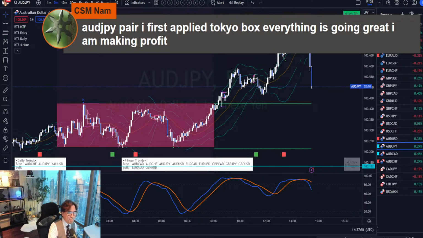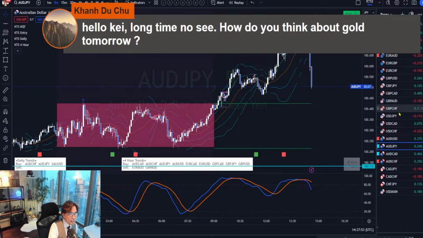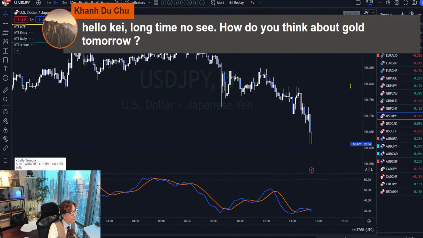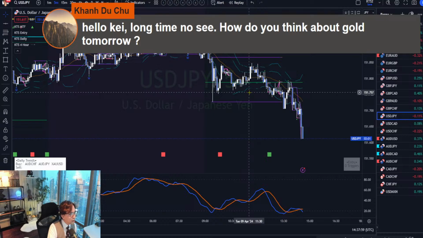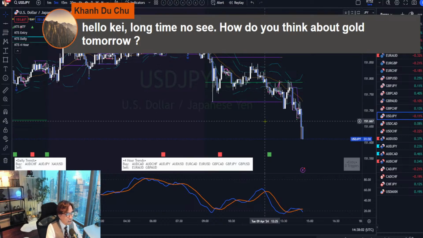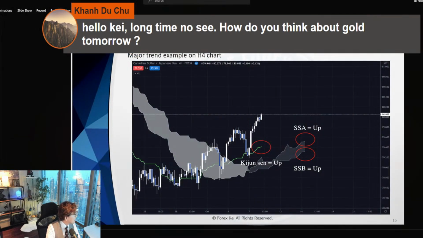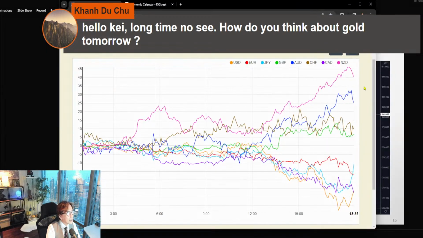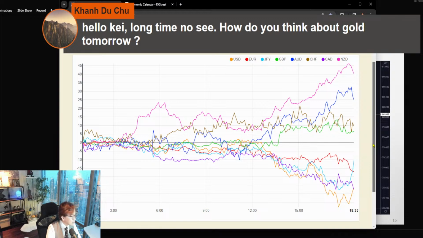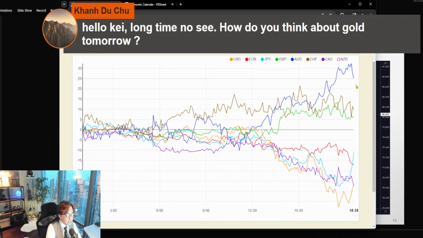Okay, let me see. Let me check the USD JPY also. Okay, looks like the JPY pairs are going down now because I think JPY is becoming strong. So let me check the strength chart again. Yeah, JPY is becoming very strong. So looks like now the markets are retracing. AUD is going down, JPY is going up, USD is also going up. So looks like the trend is now changing.